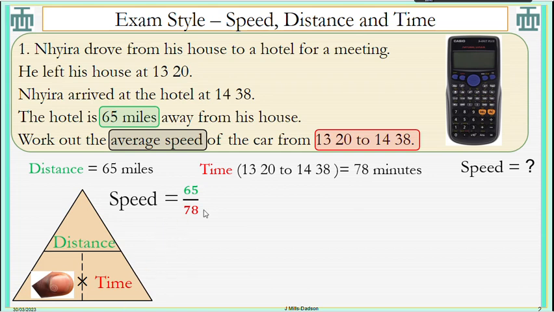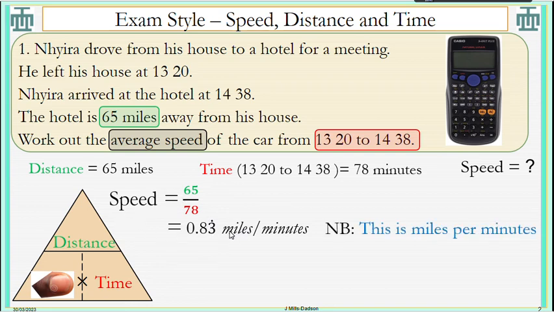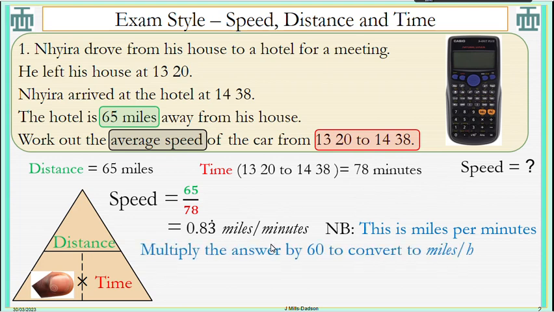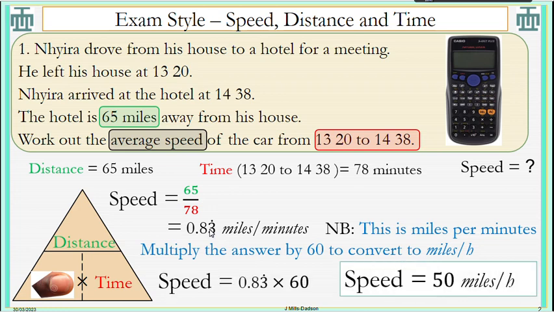So if you divide distance by time, you have 65 divided by 78. Now remember that the answer that you've got is just miles per minute because you divided it by minutes. But speed is normally measured per hour. So to convert it into hours, you multiply it by 60. So multiplying 0.83 recurring by 60 would give you 50 miles per hour. 50 miles per hour. So this is how we do a simple basic question on speed, distance, time.